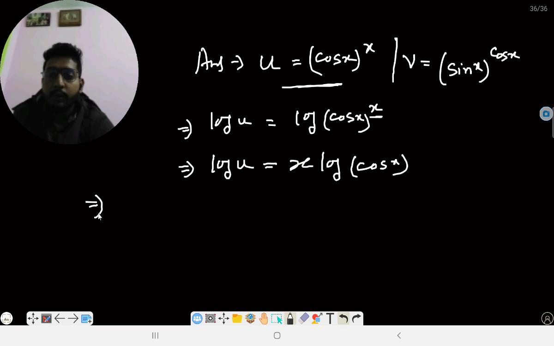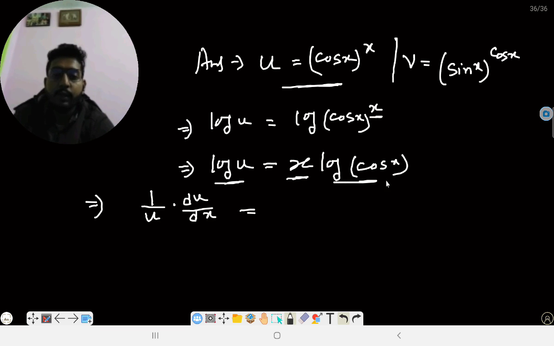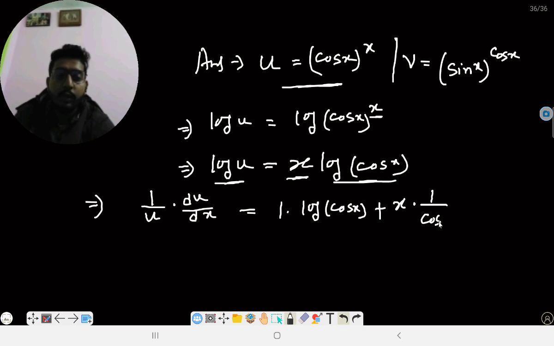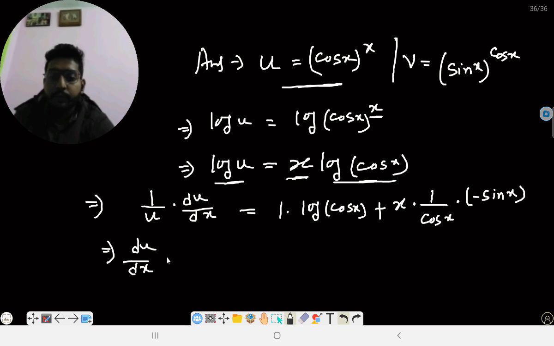Now differentiating both sides, what will come? Log u gives 1 by u into du/dx, equals, now look at this, this is u and this is v, the differentiation of x will be 1 into log cos x, plus x into the differentiation of log cos x. What will be the differentiation? That will be 1 by cos x into the differentiation of cos x, which is minus sin x. So du/dx, u will be multiplied here. Now what is the value of u?